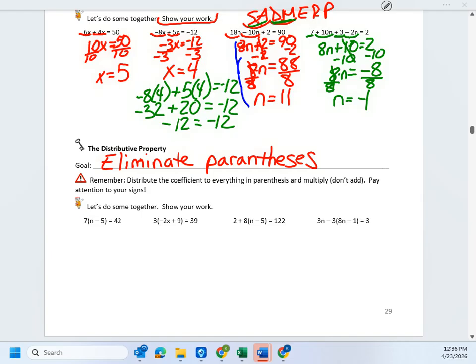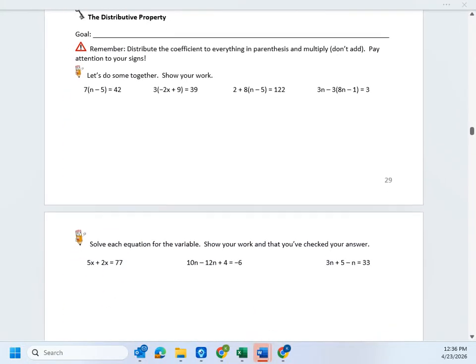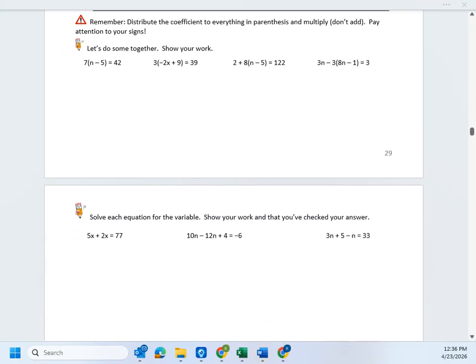So let's see how we can work this through. Remember, distribute the coefficient to everything in parentheses and multiply, don't add. So when we distribute that 7 through, we do 7 times the n, 7 times -5. Pay attention to your signs. When we get to this one, that 3 isn't a 3, it's a -3. Keep the sign with the number.